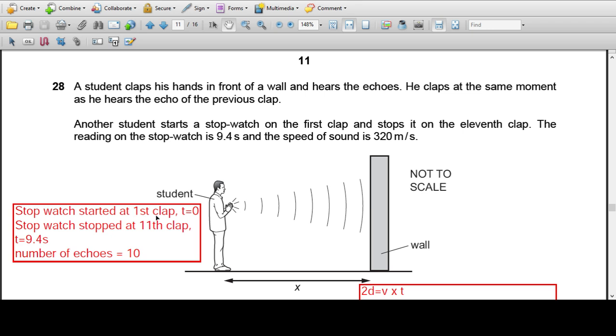The stopwatch started at the first clap at t equals 0 and stopped at the 11th clap. So the number of echoes is 10, because the 11th clap coincides with the 10th echo.